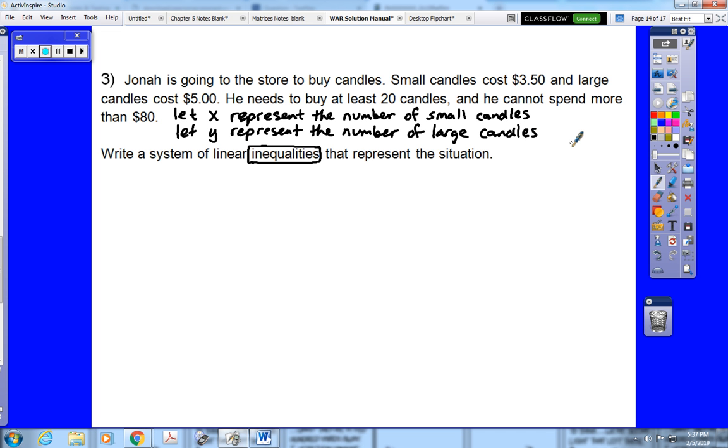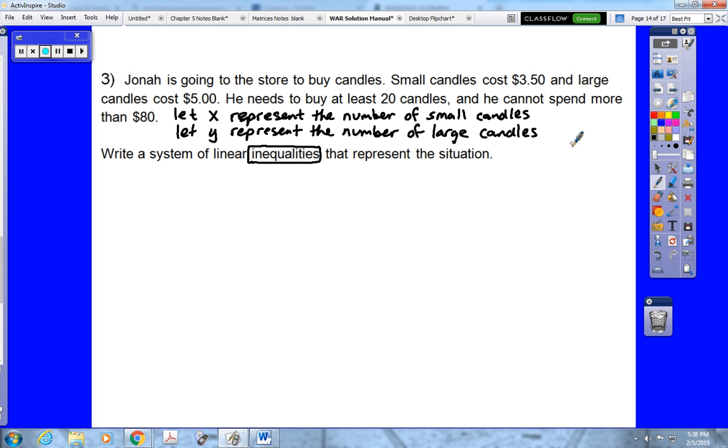And the first part is going to say, be sure to define your variables. If you say, let x represent small candles, let y represent large candles, you are going to lose a point. Because you are either representing the number of those items or the cost of those items. So you need to be precise in your language. In this case, we're going to represent the numbers.